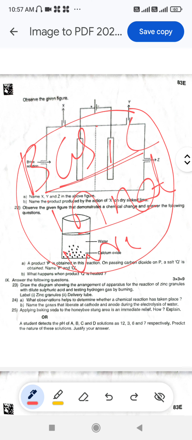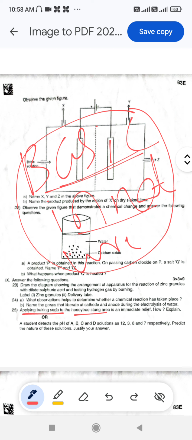Baking soda is basic in nature, which relieves the pain and irritation. So for that purpose only we use baking soda when a honey bee stings, because a base will nullify the effect of the acid. This is the reason we use baking soda in the case of a honey bee sting, right?